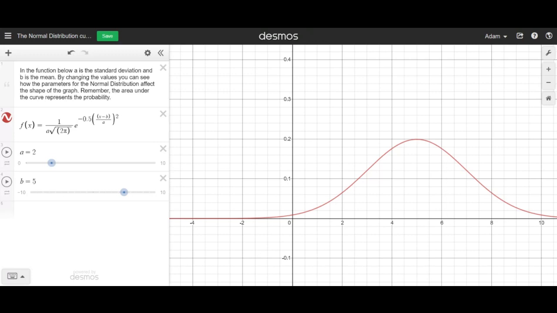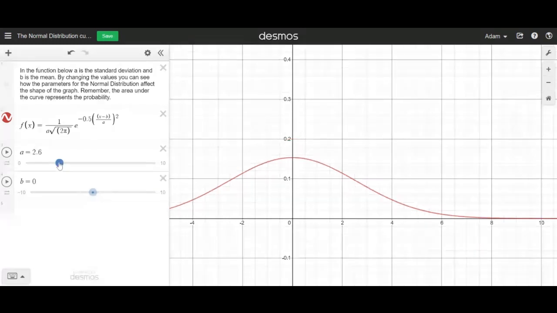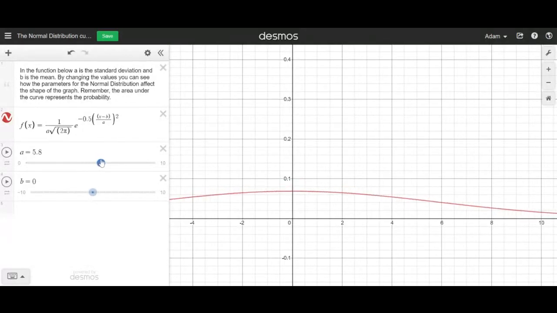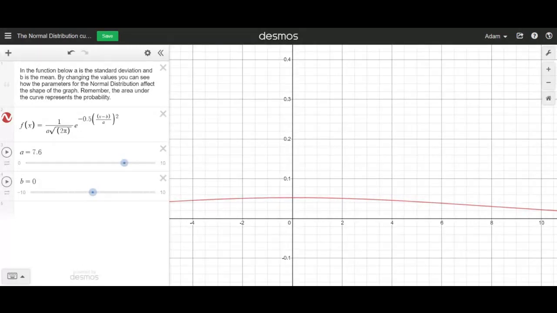Now, let's see what effect changing the standard deviation has. So if I fix B, say it's 0, just to make it consistent, and I make A bigger, which is the standard deviation, you can see that the graph is getting flatter. The peak is getting smaller, and the graph is becoming flatter and flatter, mostly because the data values are going to be spread out more and less clustered around the mean if you increase the standard deviation.